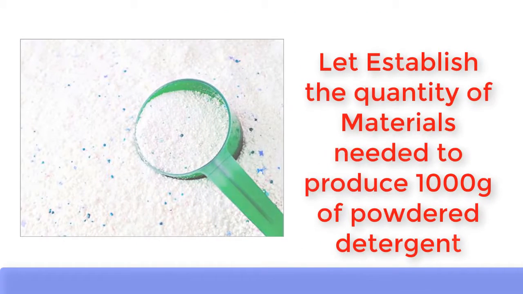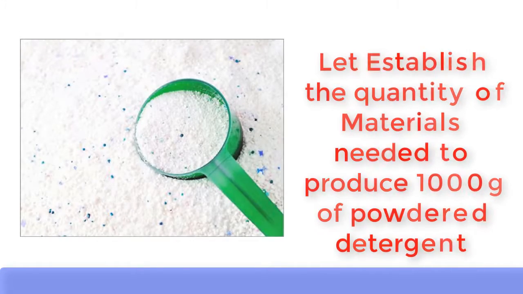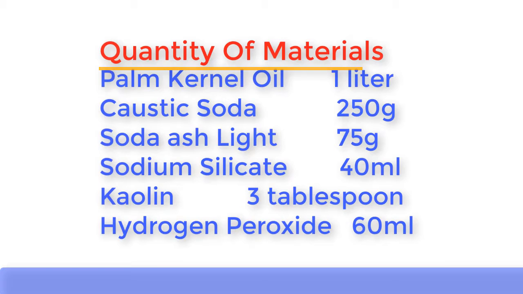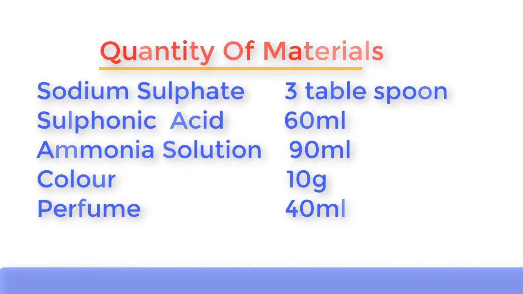Now let's establish the quantity of materials needed to produce about 1000 grams of powder detergent. Palm kernel oil 1 liter, caustic soda 250 grams, light soda ash 75 grams, sodium silicate 40 ml, kaolin 3 tablespoons, hydrogen peroxide 60 ml, sodium sulfate 3 tablespoons, sulfonic or sulfuric acid 60 ml, ammonia solution 90 ml, color 10 gram, perfume 40 ml.